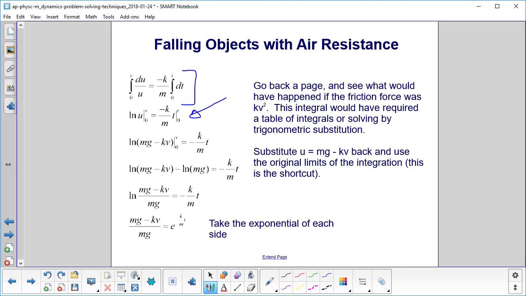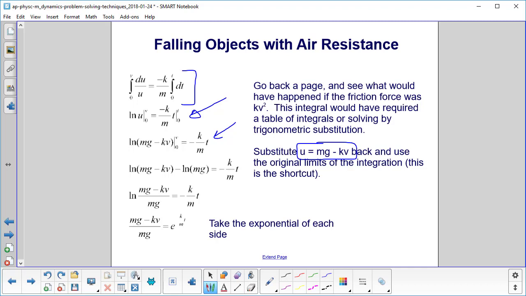So what do we do? Let's just put v back, right? Where u is equal to mg minus kv, and then we can use the original limits of integration. That's that shortcut I talked about. So here's what we have now by substituting in u equals mg minus kv. We evaluate the right side, and that's just going to be k over m times t.